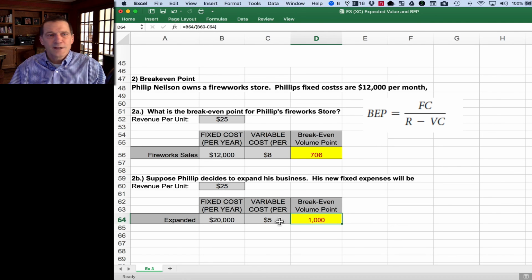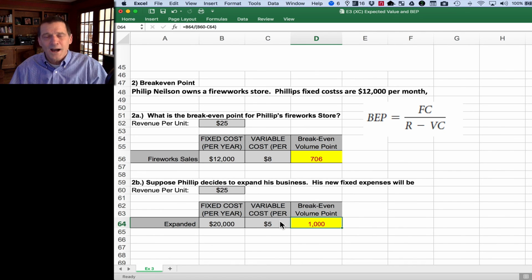So there you go. That's break-even point. I hope we put it into context a little bit so you can see why this is useful, why it matters. And that concludes the tutorial for our Excel extra credit assignment.